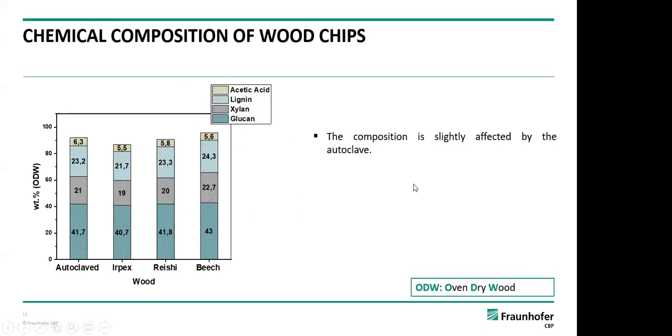And we see that the composition is slightly affected by the autoclave, where the amount of glucan, compared to the original beechwood without any autoclave, is decreased. Also, the amount of xylan decreased, as well as the amount of lignin. And this is due to the high cellulolytic and hemicellulolytic activity of the used fungus.